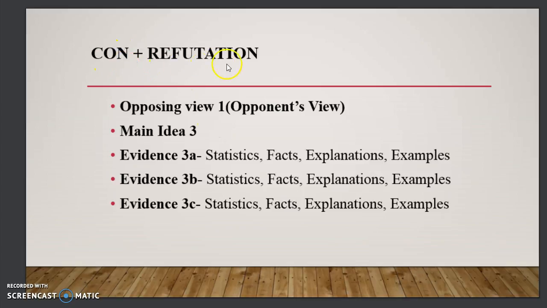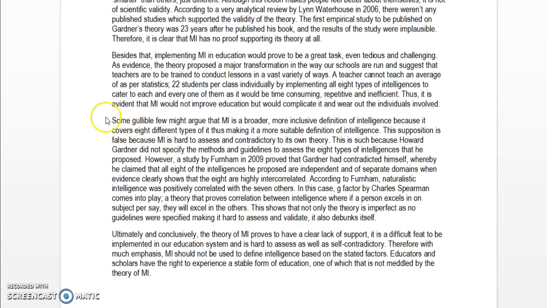It is also known as the con-refutation paragraph. In the con-refutation paragraph, first of all, you need to state your opponent's view, the opposing view. So if you're writing pros, you will state the con idea. If you're writing for con, you will state the pro idea. After that, only then will you state your own main idea, the third main idea, followed by supporting sentences and then a concluding sentence, the same structure. Alright, now let's look at an example.